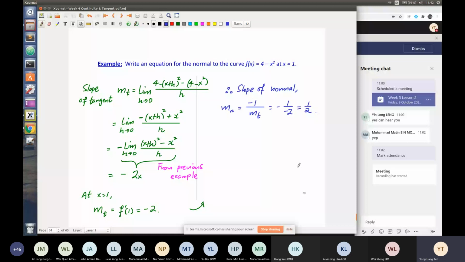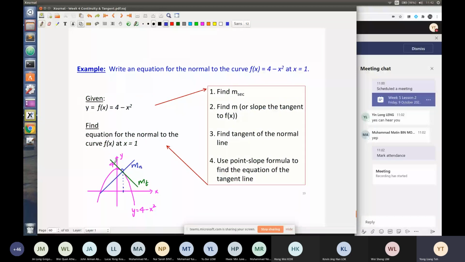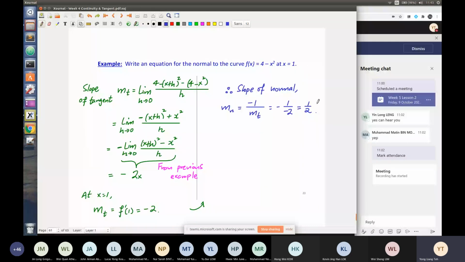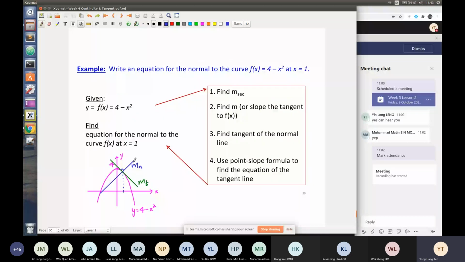If you look back at our drawing, it should be legit that this mt is minus 2, essentially downward sloping. Then mn is half, so mn is positive sloping and it's half. Of course, my drawing is not perfect. By right, this MT should be downward sloping more, in the sense that it has a steeper gradient downslope.